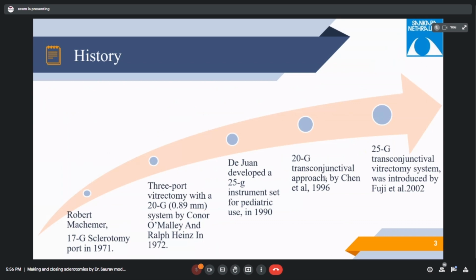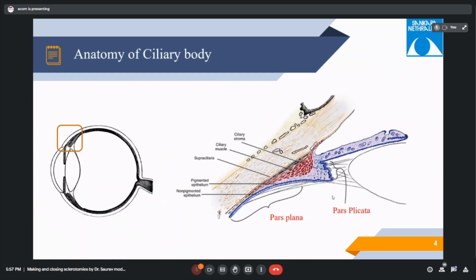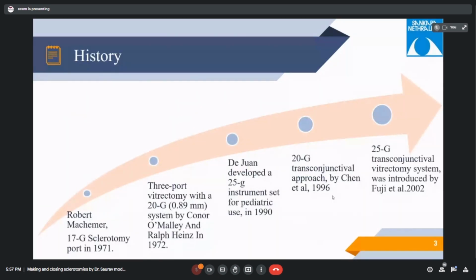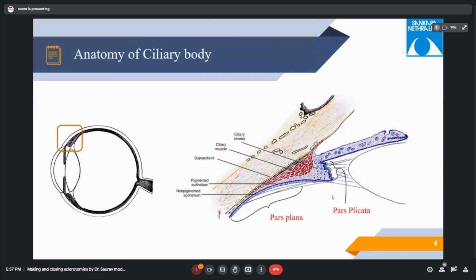So as we all know, vitreoretinal surgery has evolved a long way. The history dates way back to 1971, when Robert Machemer first used 17 gauge sclerotomies for vitreoretinal surgeries. Thereafter, vitreoretinal surgery has seen a lot of evolution, and the era of minimally invasive vitreous surgery started around 2004, when ECART along with DORC made commercially available 23 gauge minimally invasive vitreous surgery instrumentation. So moving on to the topic, starting with the anatomy of the ciliary body.